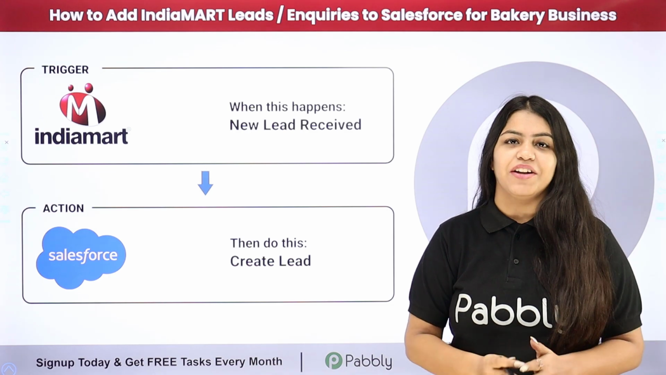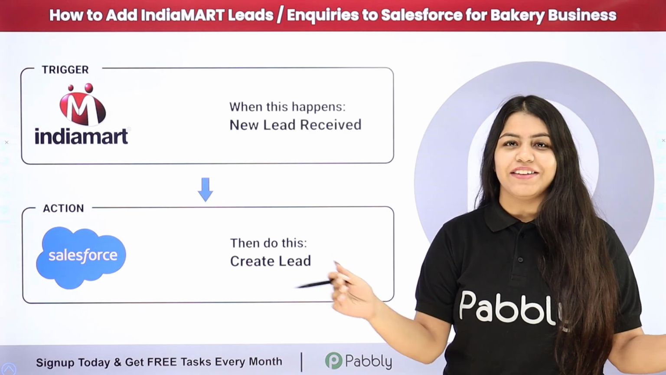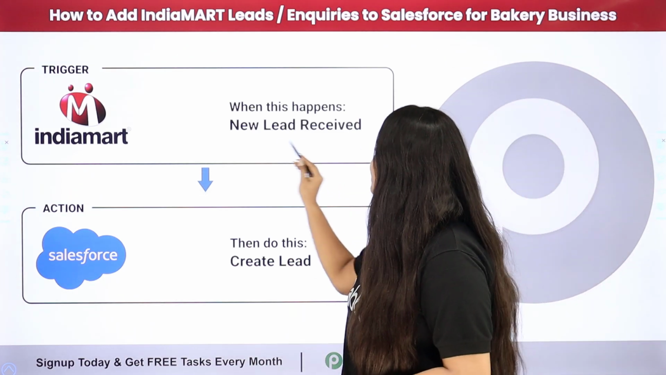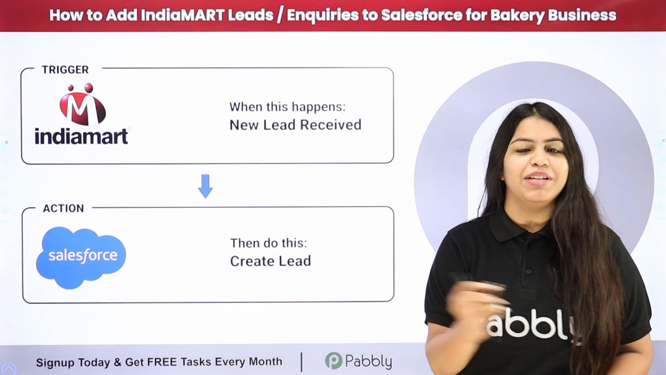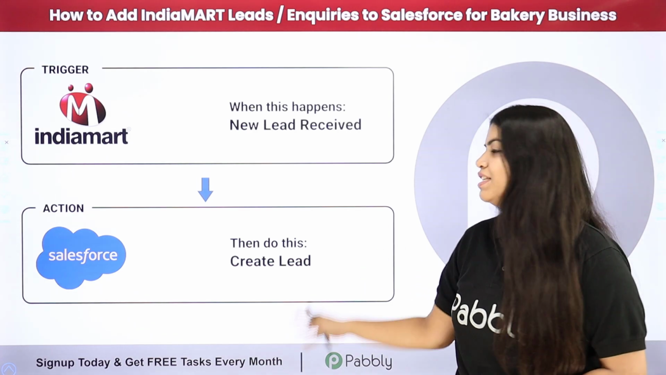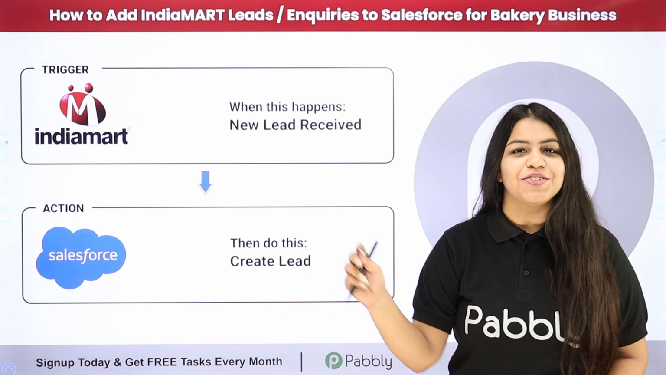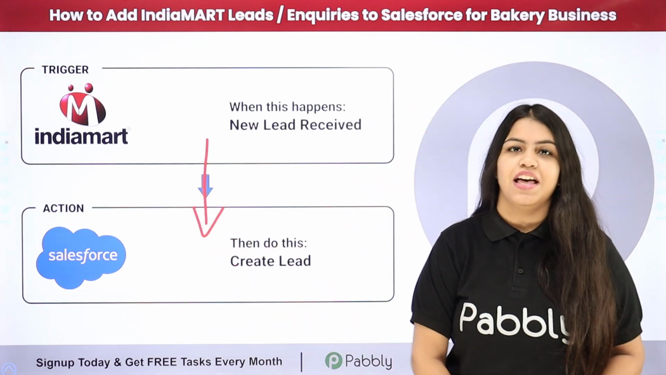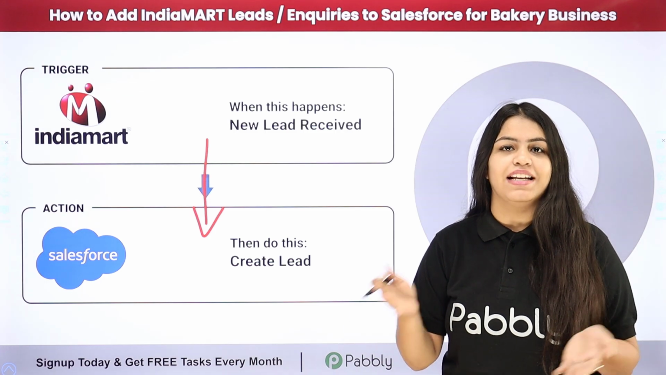So over here I'm also running a bakery business and we use IndiaMART to get more leads and inquiries for our business. So now what I want is that as soon as we receive a new lead through IndiaMART for our business, automatically that same lead details should be added into my Salesforce account too. That too without any manual efforts. So to do this, we are going to create a connection between IndiaMART and Salesforce. So I'm just going to do all of this so that I can convert my leads into my clients.